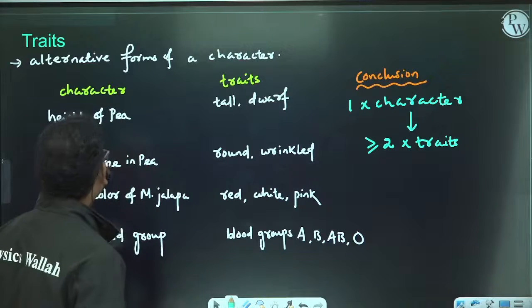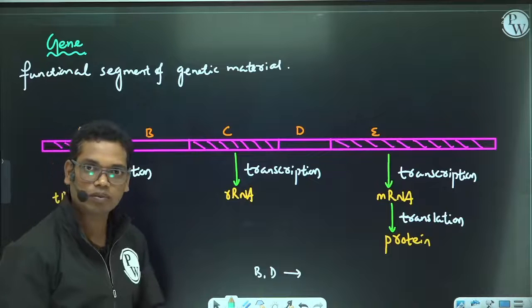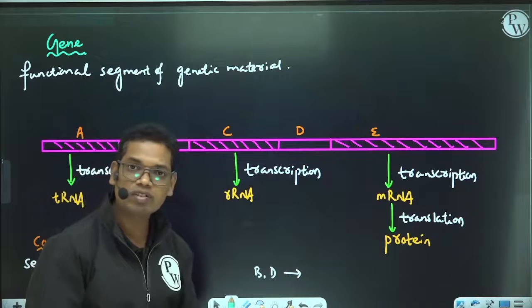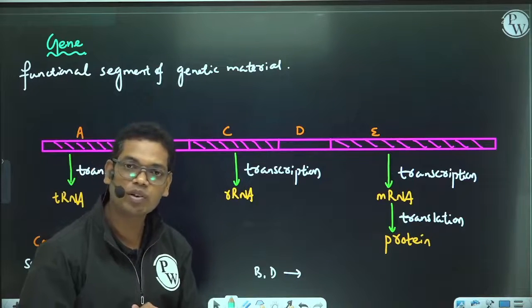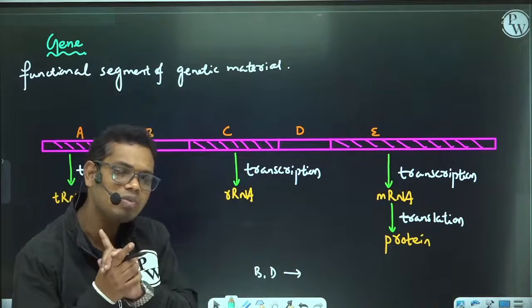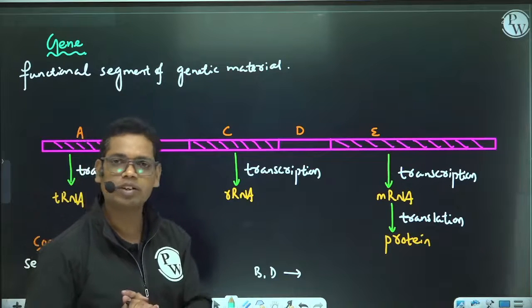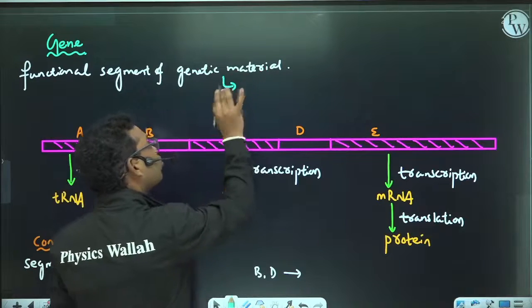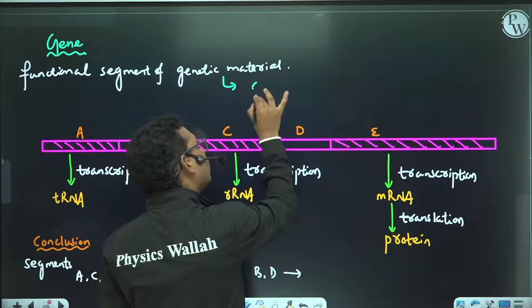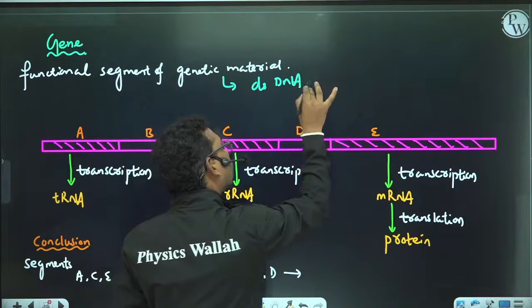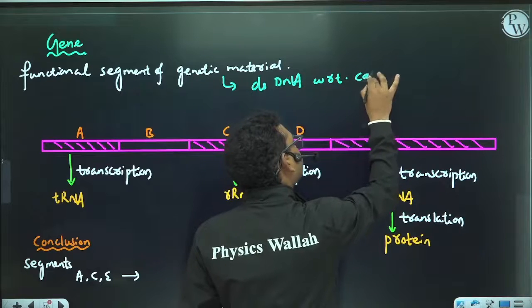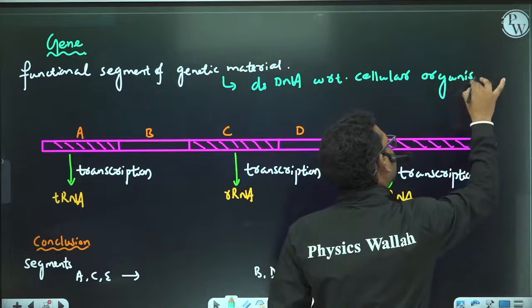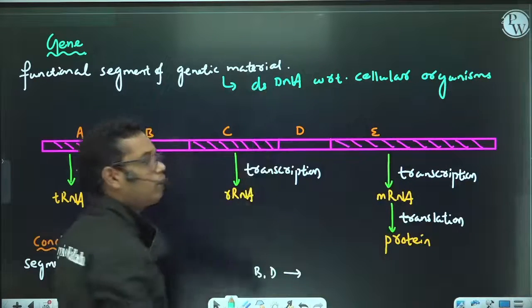Now let me tell you something about gene. Any chemical which contains gene is called genetic material, and with respect to cellular organisms, the genetic material is always DNA, and the DNA is always double-stranded. It can be circular, it can be linear, but it is always double-stranded DNA. So I will write here one point, that the genetic material with respect to cellular organisms is always double-stranded DNA. All the cellular organisms have double-stranded DNA as genetic material.